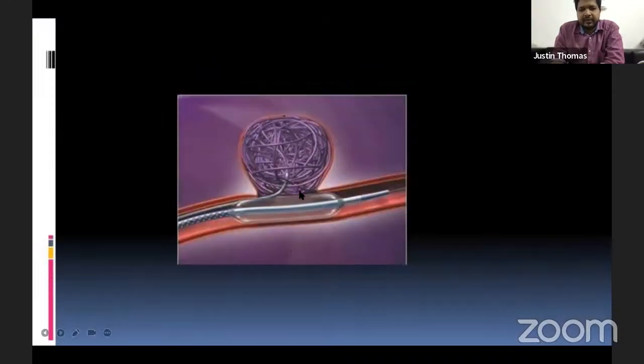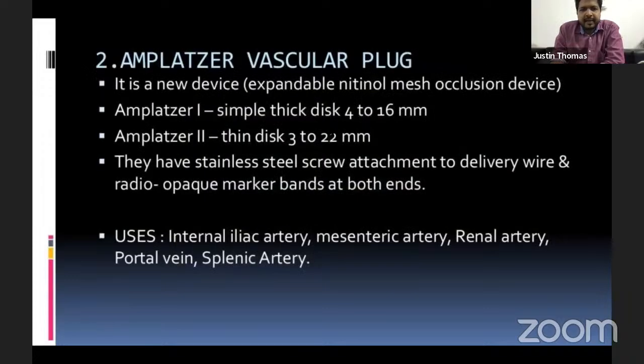This is balloon-assisted coiling of aneurysm sac. Second, for large vessel occlusion, this is a new device, the Amplatzer vascular plug device, which is an expandable nitinol mesh occlusion device. It is of two types. One device is a thicker disc, and the second device, the Amplatzer 2 device, is a thin disc.